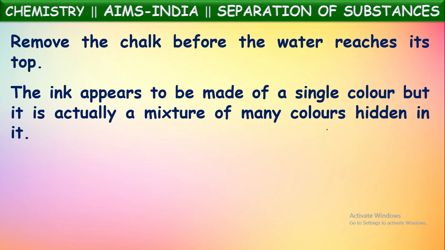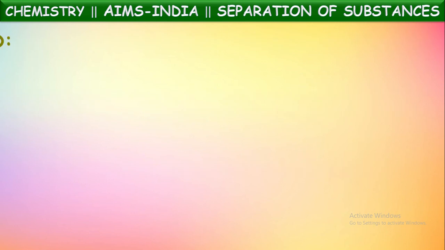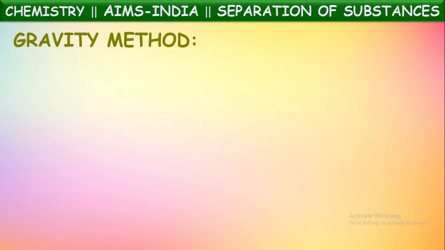So from this, we can understand that whether it is blue ink or black ink, it is not made up of one kind of particles. Even though it appears as a single color, it is actually a mixture of many colors hidden in it. That we can understand from this chromatographic technique. This method is an example of chromatography. Okay. Next, the gravity method.